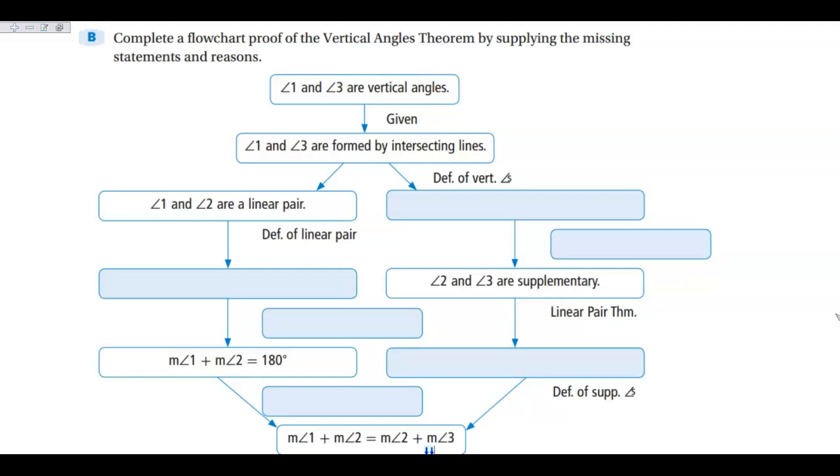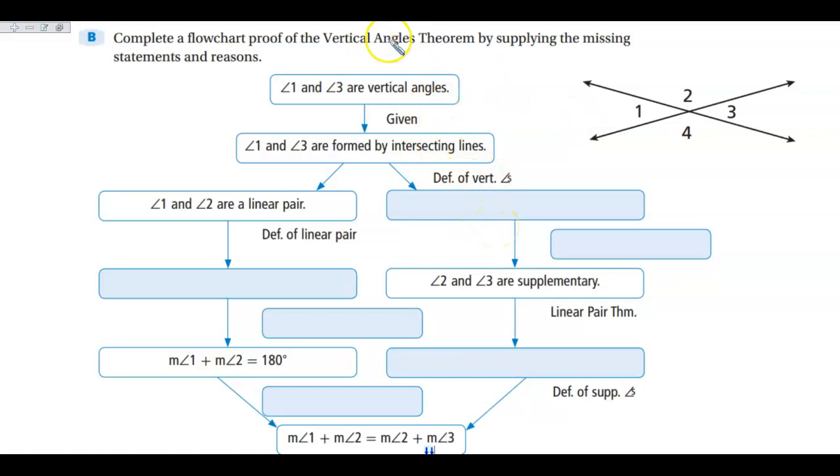All right. So let's take a look real quick. I'm going to take a pause real quick and I'm going to go grab the picture that was on the other page so we can use that to look at. So hold on real quick. Okay, I grabbed that picture over here just so that way I can kind of reference it as we are going through the flow proof of the vertical angles theorem.